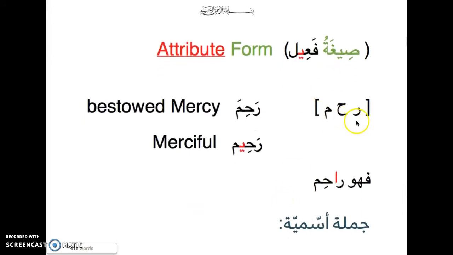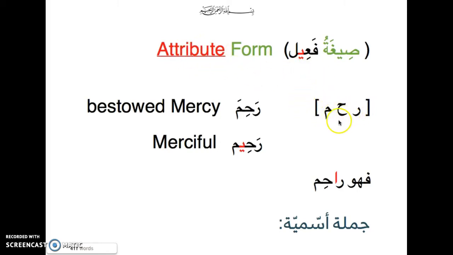So we have our root here, ra, ha, ma. We're just going to put the form highlighted at the top to remember that we're dealing with fa'il, and put this to remember that we're dealing with attributes.